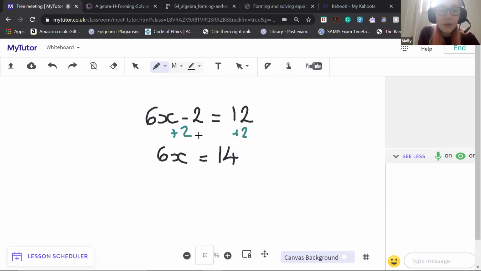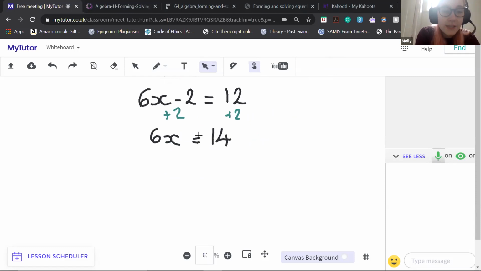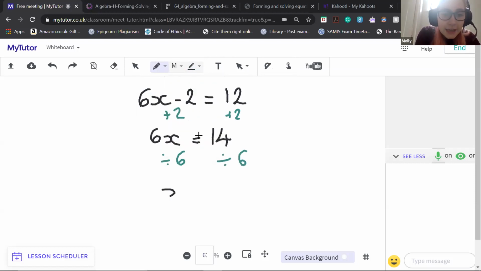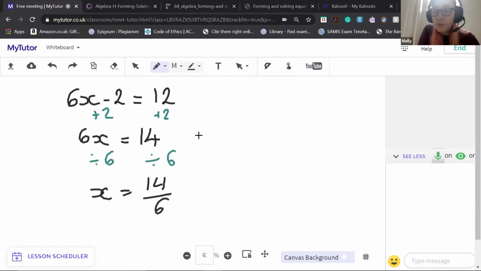And then we've got all of the x's on this side and all of the non-x's here. So we just want to isolate x. What's currently happening? It's being multiplied by 6. So what are we going to do? We're going to divide by the 6. So we divide by 6 on both sides. So that gives us x on this side and 14 divided by 6 on this side. Now we can just simplify. So 14 over 6, we can divide the top and the bottom by 2 and see that this gives us 7 over 3. So the answer here is x is 7 over 3.